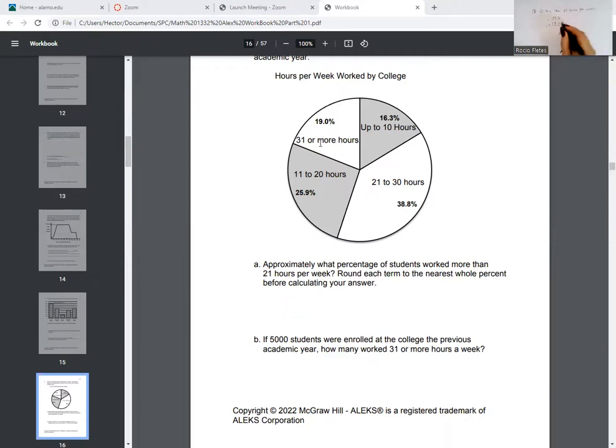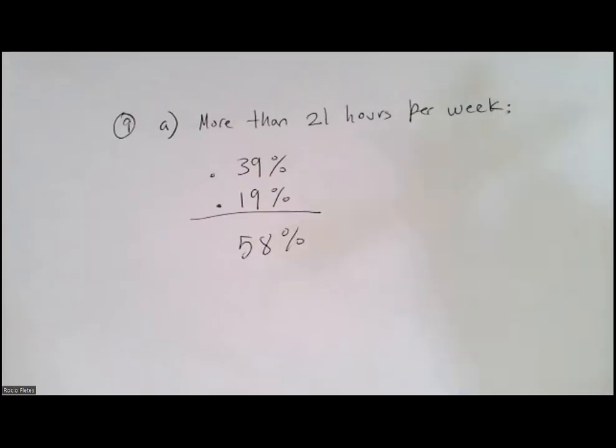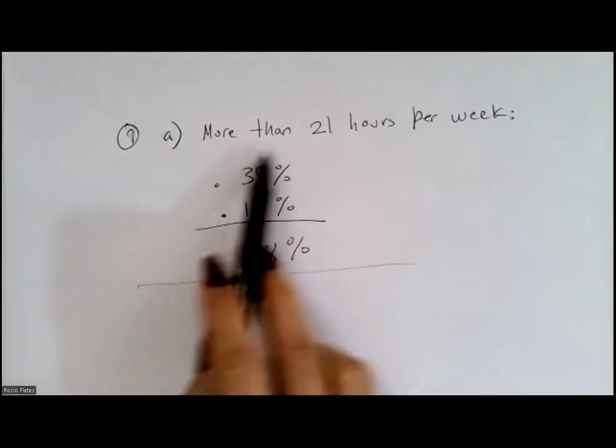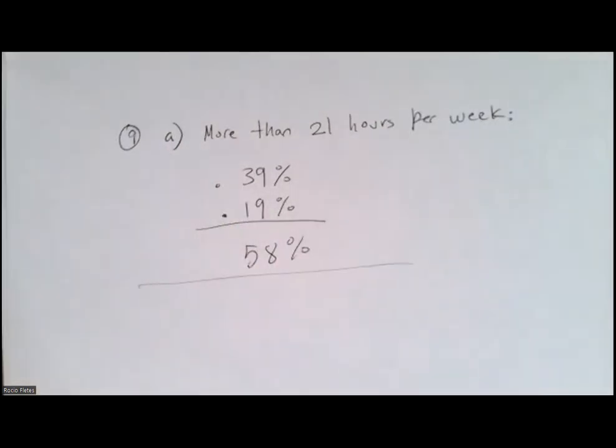So if we add the two, that's going to give us 58%. So for answer A, approximately 58% work more than 21 hours per week, right? So that's for part A, more than 21 hours per week, you have 39% and 19%. When we add the two, we get 58%. Okay, so that is the answer to part A.